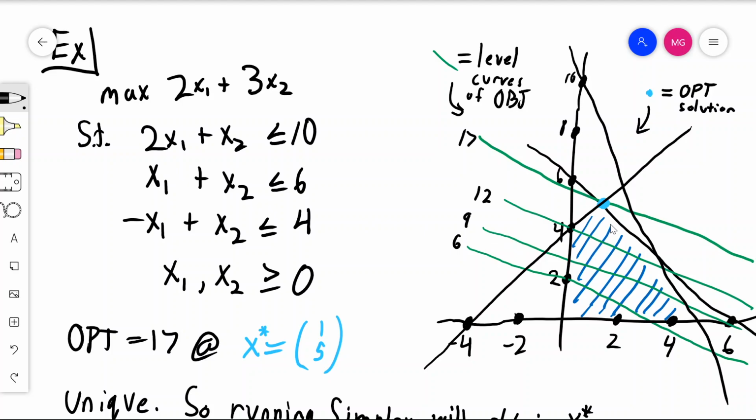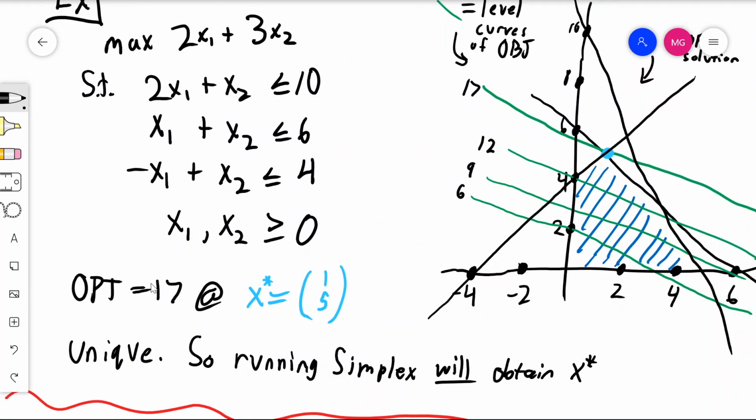And so the best you can do is the highest level curve you can get that still intersects the feasible region, and that's this green line for the value of 17 that you get when you plug it in, and it intersects the feasible region at exactly this extreme point right here. And so that light blue point, that's how you can geometrically see that this is the optimal solution. So let's see what the simplex algorithm has to say about this.